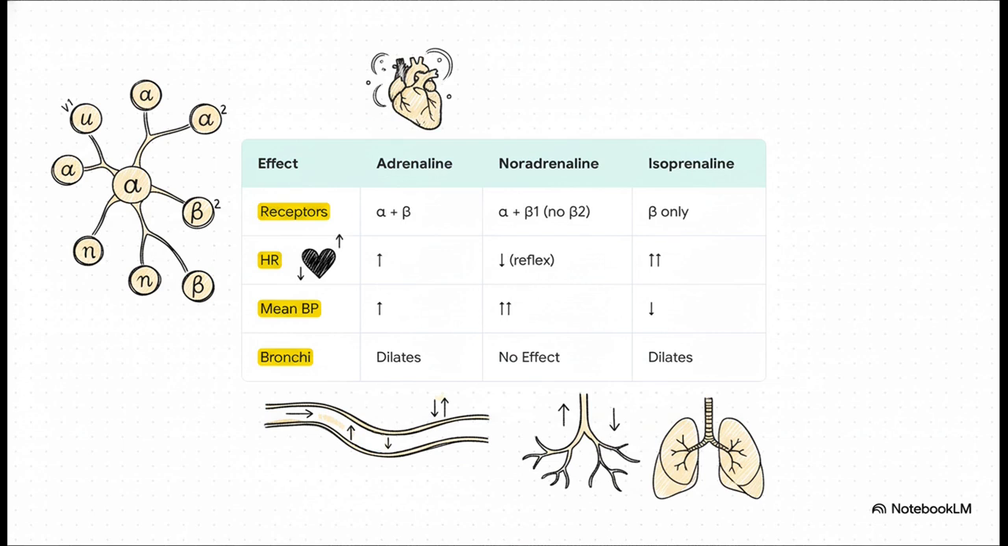So now think about the consequences. Noradrenaline cannot relax the bronchi because that's a beta 2 job. Isoprenaline causes a fall in blood pressure because it powerfully dilates blood vessels through beta 2 without any alpha 1 constriction to oppose it. It's all logical if you just remember the receptors.